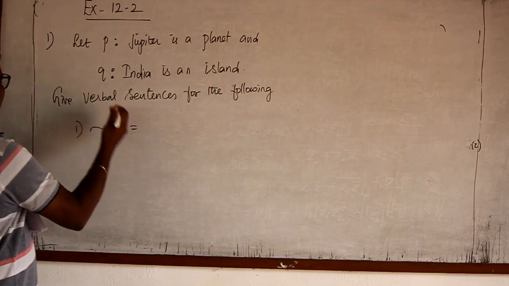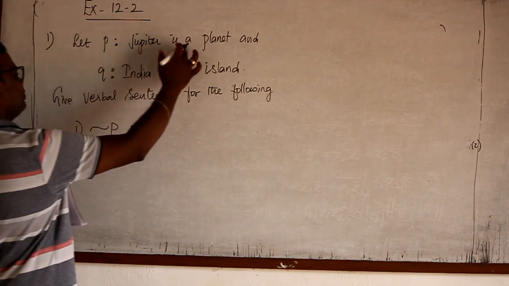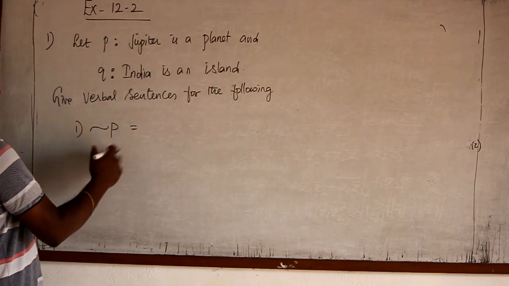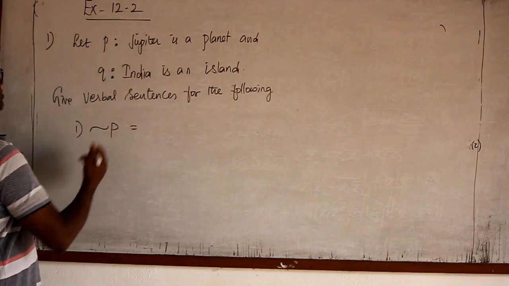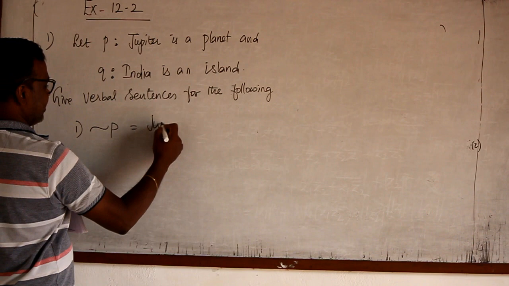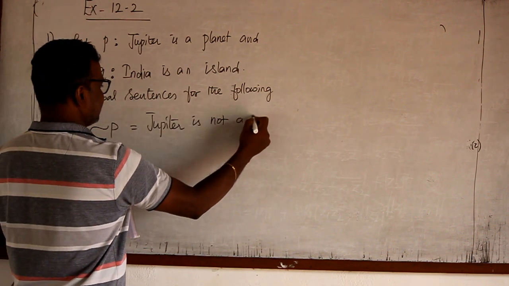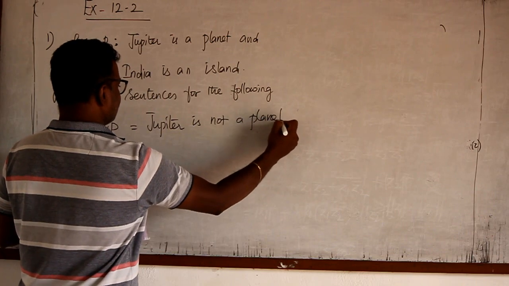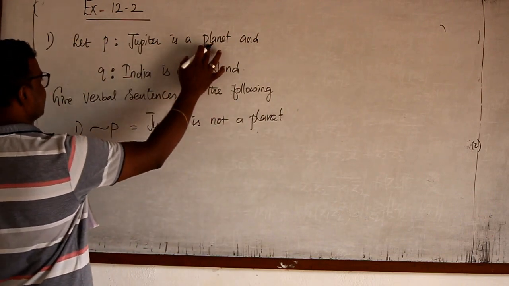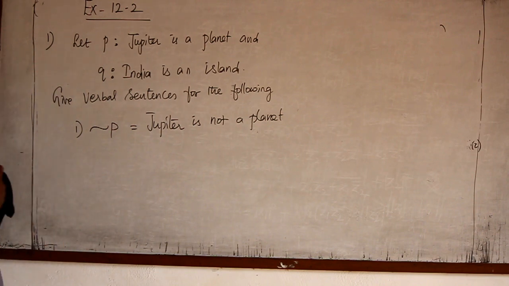Negation of P means I must give the negative statement of this P. What is P? Jupiter is a planet. Negation of P means negative of P. That means I must give the negative statement of this P statement. What is that? Jupiter is not a planet. That's all. You do not say some other thing. Just the statement that he is a planet is given, so you just say he is not a planet. This is the negative statement of P.